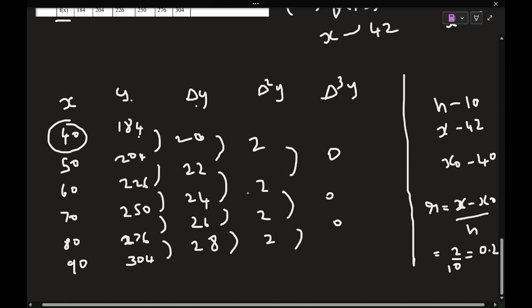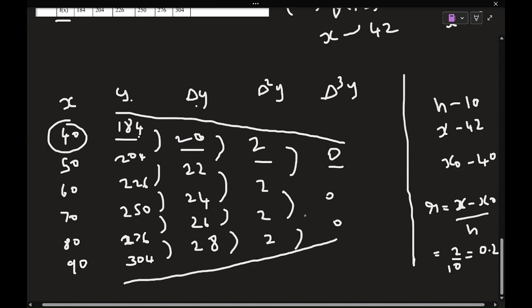Now to make it easier to see which values to substitute in forward difference and which in backward difference: for forward difference, you draw a line like this, and these are the values to substitute in your forward difference formula. And if you draw a line from the bottom edge of the table, these are the values which will substitute for the backward difference formula. Since I told you for the first step I'm using forward difference, I'll use these values.